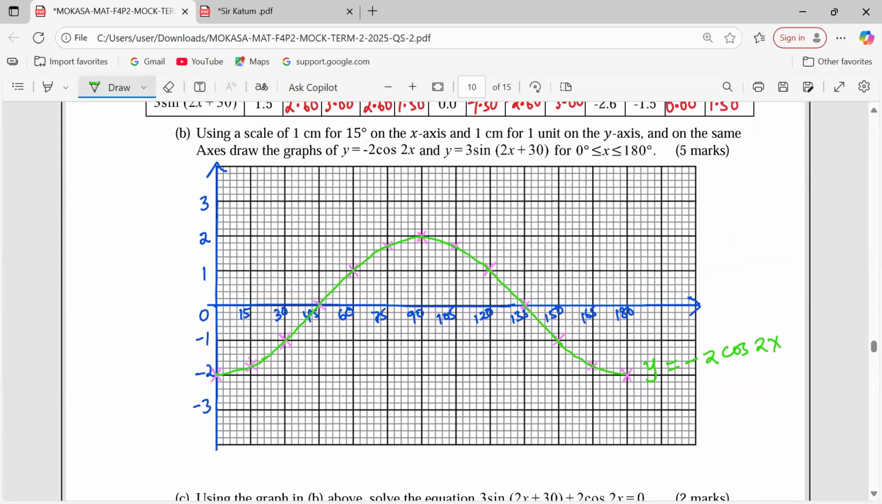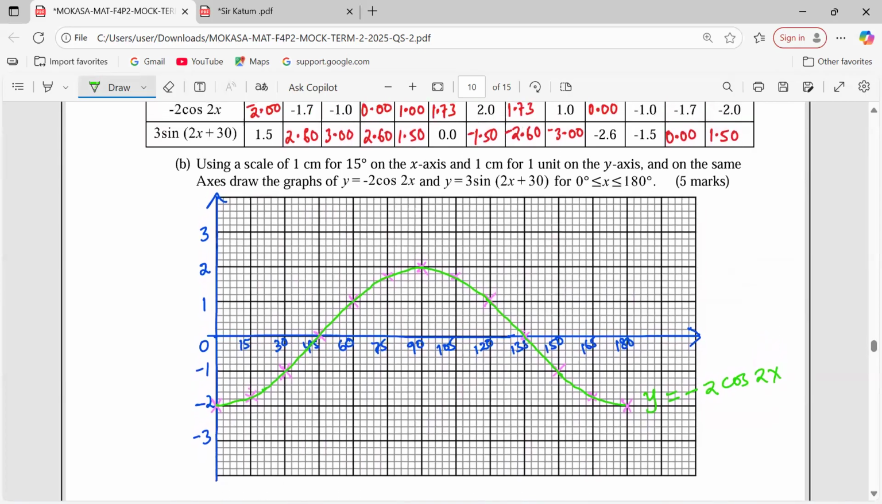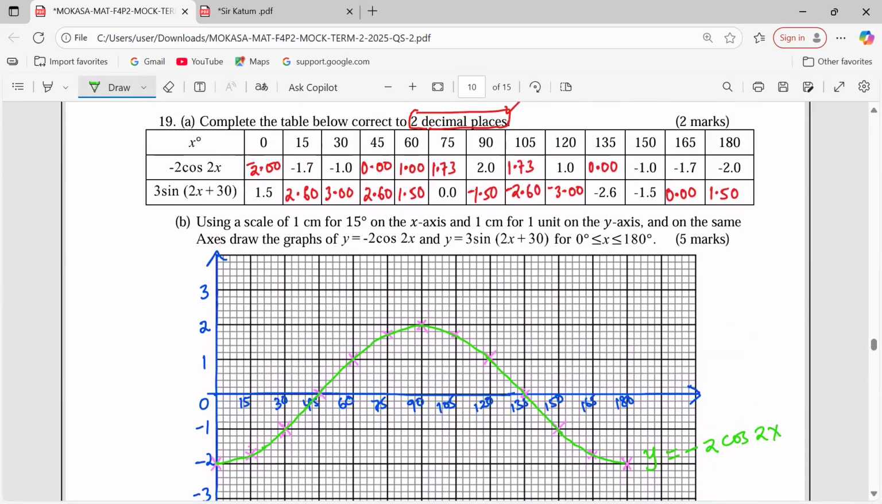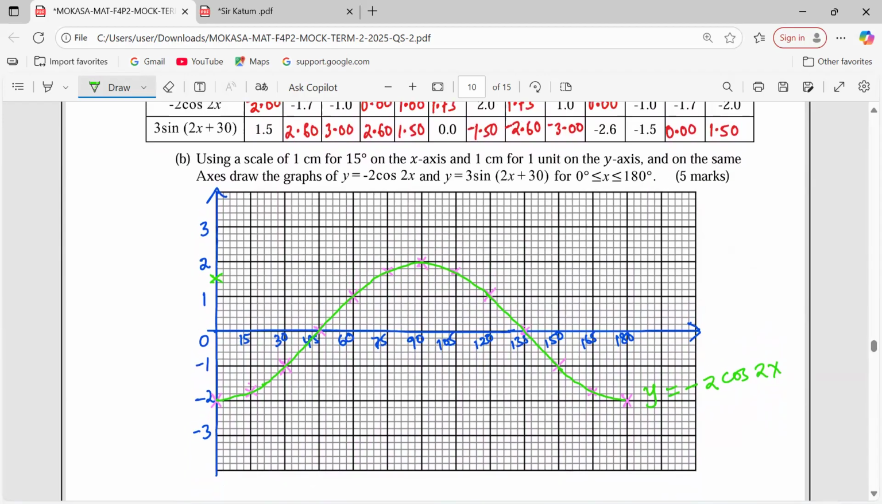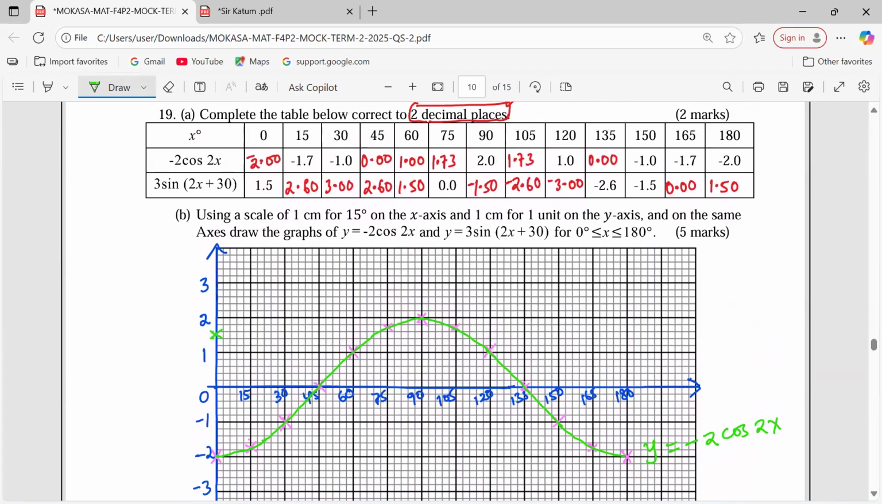So we'll be having the coordinates. Let me begin with the coordinates. We'll start with (0, 1.5). So (0, 1.5) is here. Then (15, 2.6), (15, 2.6) should be there. (30, 3.0), that is the coordinates. (45, 2.6). Then (60, 1)... 1 is already identified. (75, 1.5).